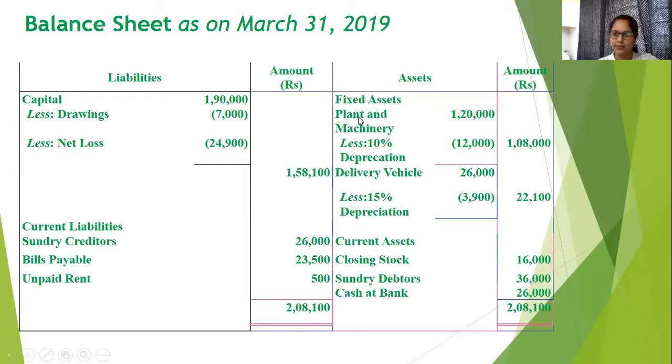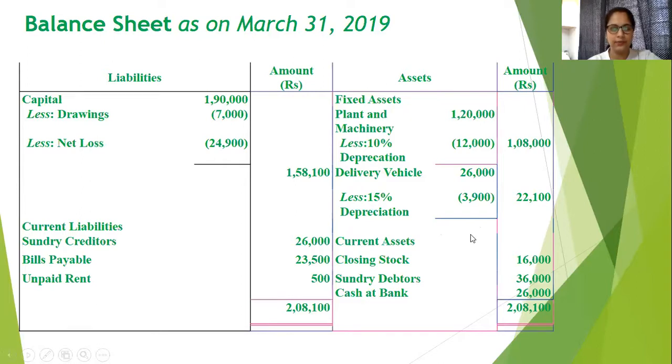Fixed assets: we have written plant and machinery on the asset side, less 10% depreciation. Now the value of machinery will be 1,08,000. Delivery vehicle 26,000 less 15% depreciation. The value of the delivery vehicle will be 22,100. Current assets: closing stock 16,000, sundry debtors 36,000, cash at bank 26,000. In the order of liquidity, fixed assets first, current assets later.